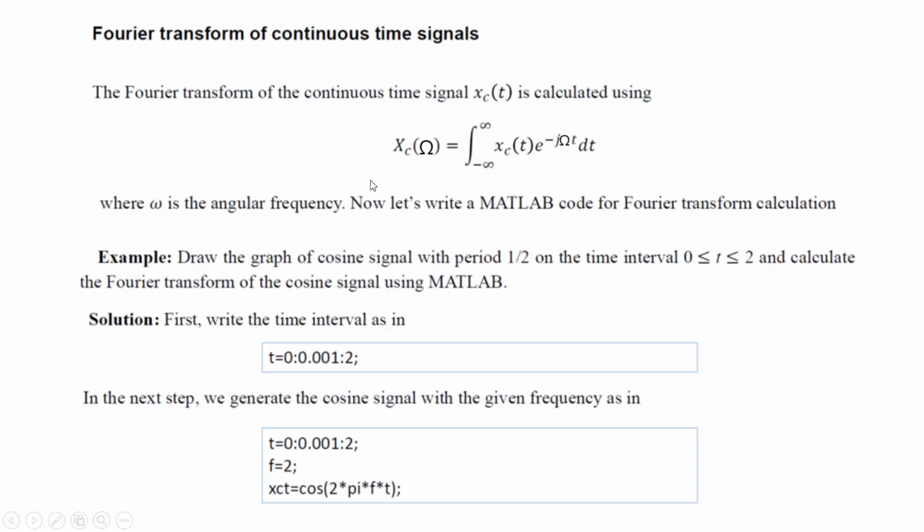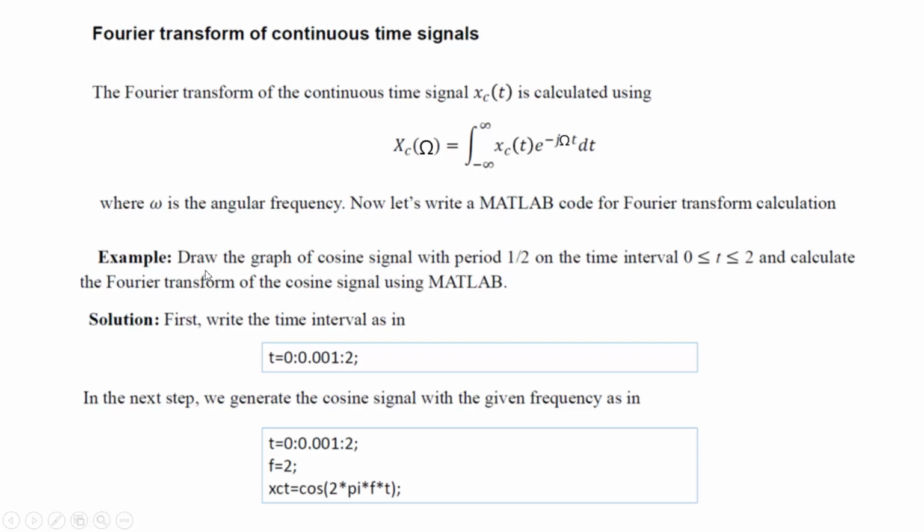All right, now let us look at the Fourier transform of the continuous time signal. So we know that the Fourier transform of the continuous signal is given by this. We need to calculate the Fourier transform using Matlab.